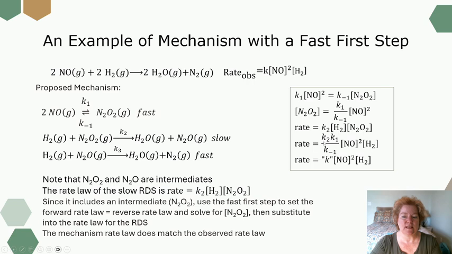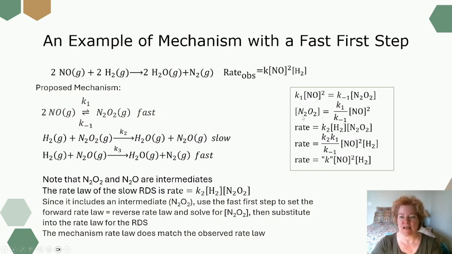Again, this K is really K2 times K1 to K negative 1, but it's still a constant, so it's a K times NO squared times H2, which is the observed rate. So this mechanism does match the observed rate law, but to see that it matched, I had to do this intermediate step. They call this the steady state approximation sometimes.